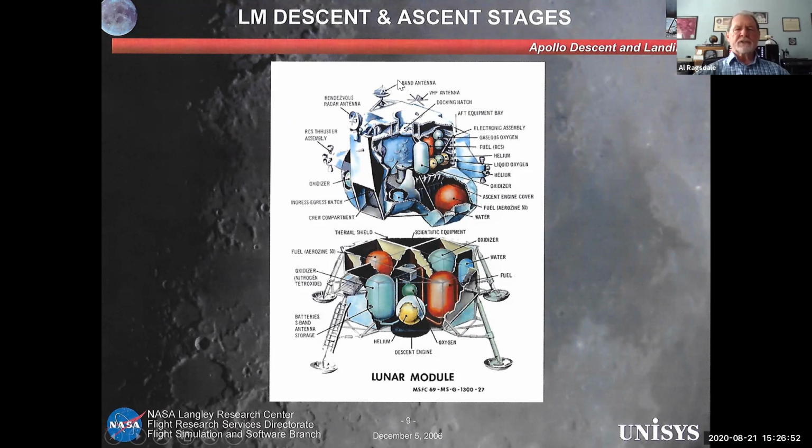The ascent stage had the antennas on top to point to the command module and to talk to Earth. It had the same propellants with a smaller engine, but its engine didn't gimbal at all, and it wasn't throttleable. It was just always either on or off.